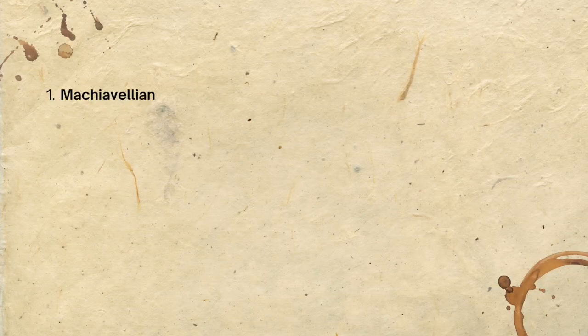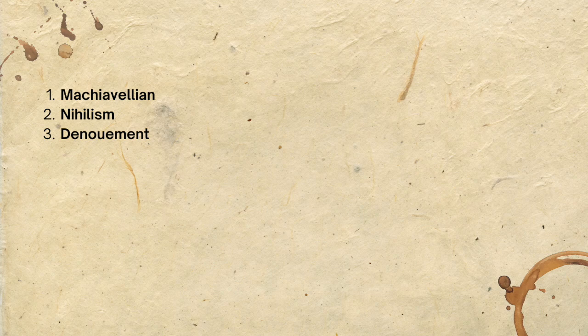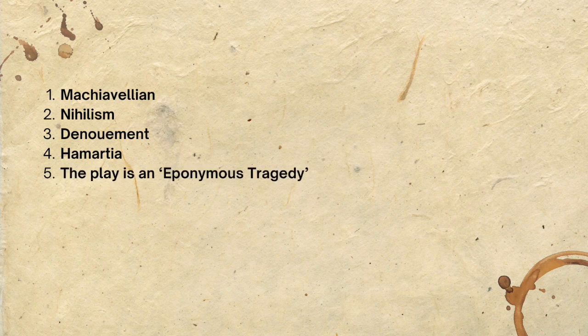Next, let's talk about some key phrases and words to use in your essay that will really impress your examiners. We have Machiavellian to describe Macbeth's mischief throughout the play, nihilism to describe Macbeth's rejection of religion at the end of the play. Speaking of the end of the play, you can use denouement, just a fancy way of saying the end. Then we have my favorite, hamartia, which is Macbeth's fatal flaw. I also love to say that the play is an eponymous tragedy.